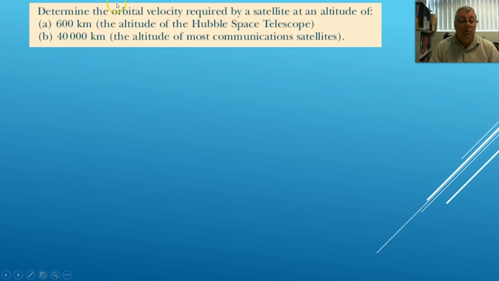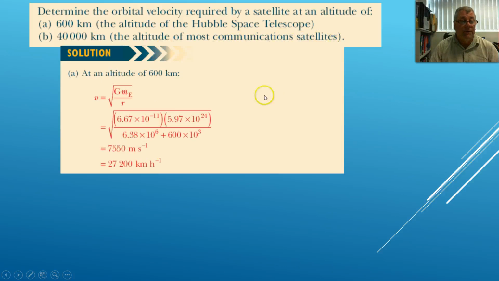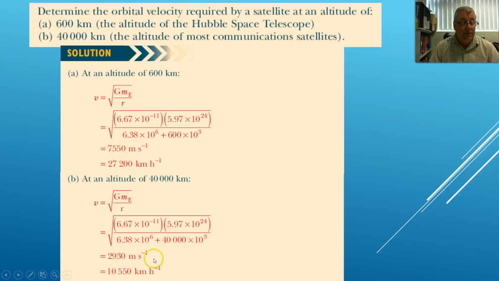For example, what is the orbital velocity required by a satellite at the altitude of 600 kilometers, which is where the Hubble Space Telescope sits, or 40,000 kilometers, which is where your typical communication satellite sits. Now for the close one, it's travelling quite fast, 7,550 meters per second. For the next altitude, it can travel slower because it's at a higher altitude.